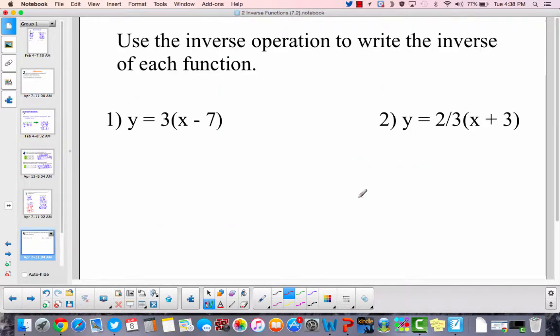Okay. All right. I'd like you to try these two, please. So pause it here. Try those two. Write the inverse.